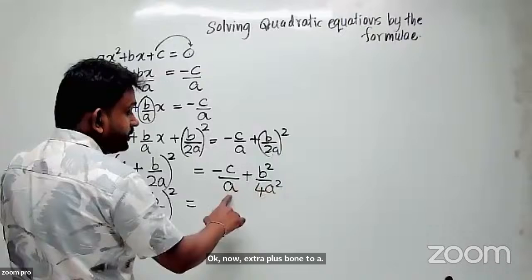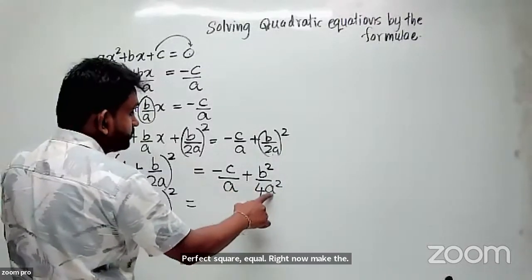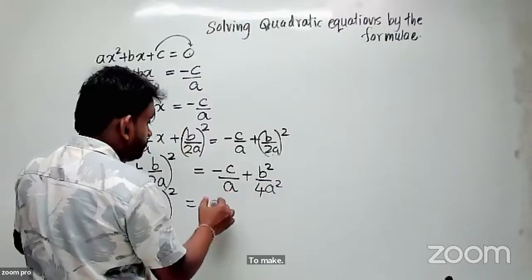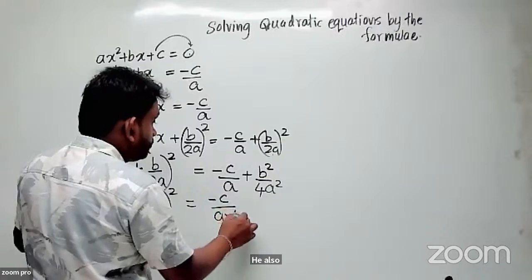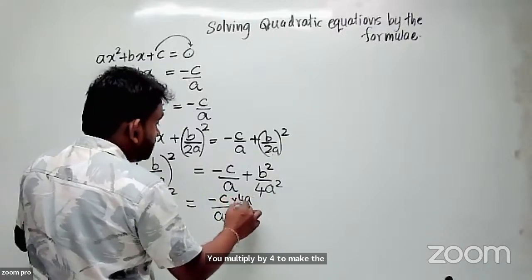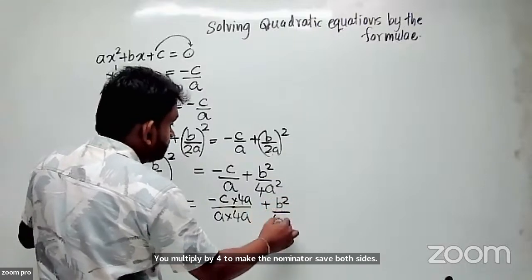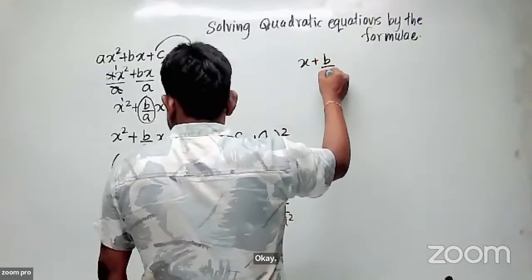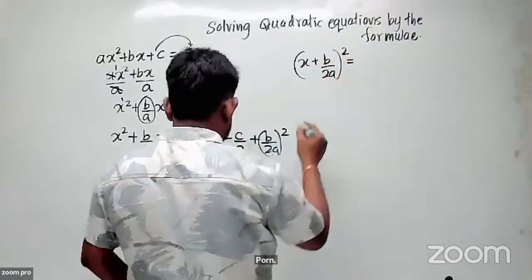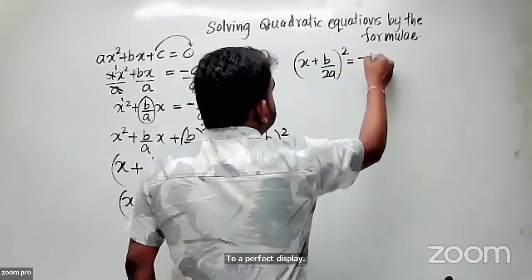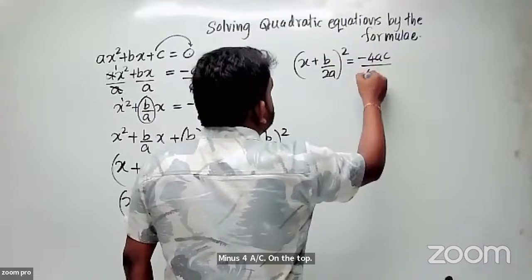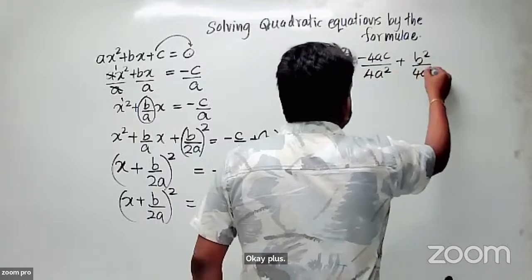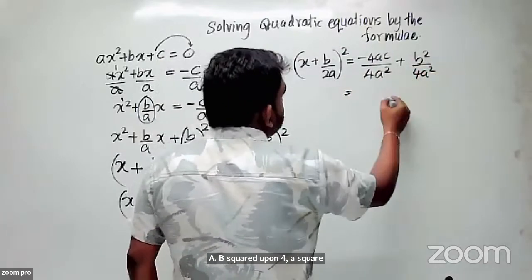Right, now make the common denominator. Here 4a squared, here a. So make here also 4a squared. How to see? You multiply by 4a to make the denominator same, both sides. And here as it is. Okay. Now I write x plus b upon 2a perfect square equal, here minus 4ac on the top, below 4a squared. Okay. Plus here b squared upon 4a squared. Okay. Now you can write 4a squared, the common denominator.